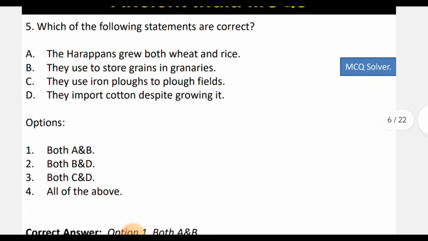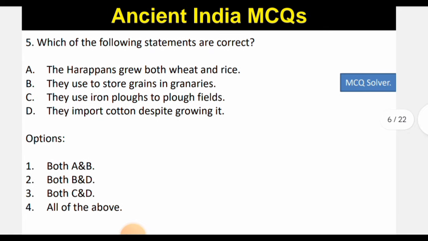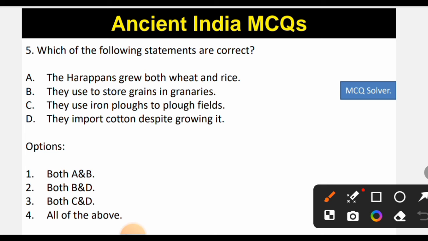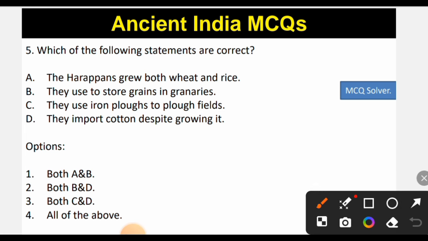First we will look into the statements. Statement A says the Harappans grew both wheat and rice. This is a correct statement, because in the excavations we have found evidence that the Harappans were aware of wheat and rice, and they used to grow them. Also they used to store these grains in large granaries, located on a raised platform known as the citadel. So B is also correct.